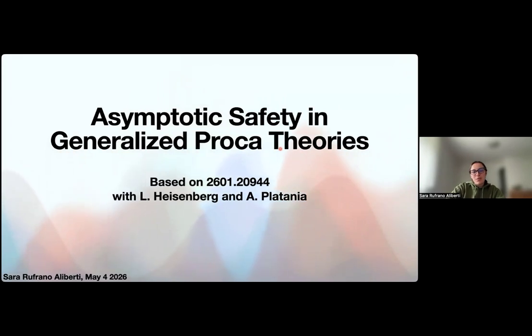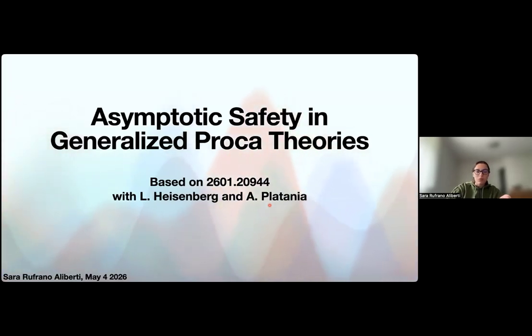During this seminar, I will talk about the work Asymptotic Safety in Generalized Proca Theories that I've done with Lavinia Eisenberg and Alessia Platania. Basically, in this work, we investigated if generalized Proca theories admit an ultraviolet completion within the quantum field theory framework.